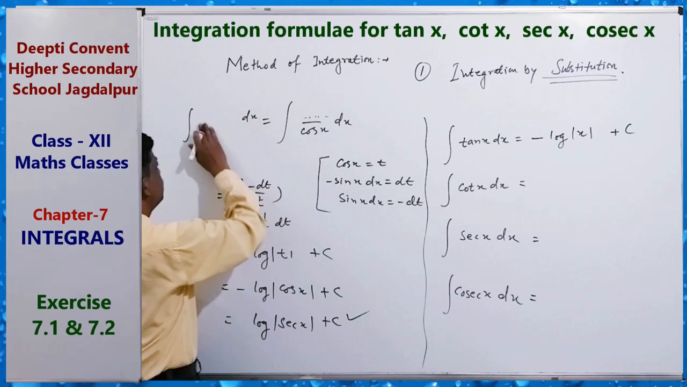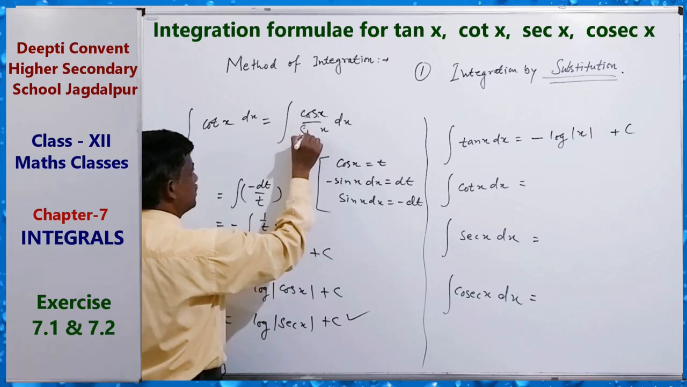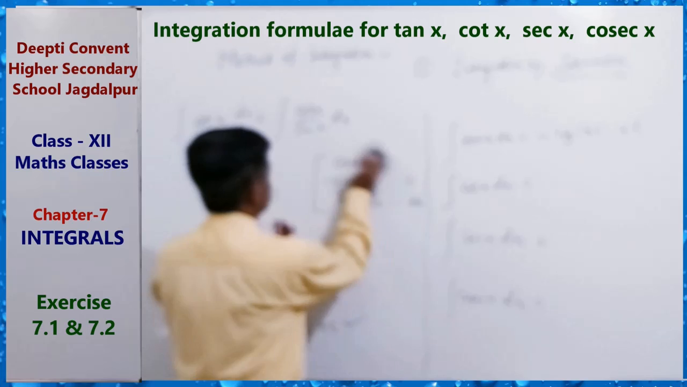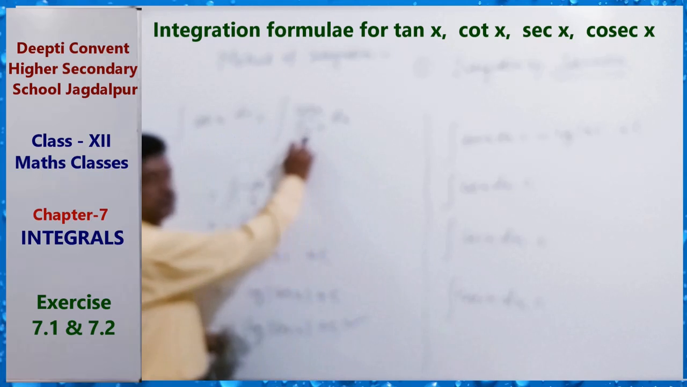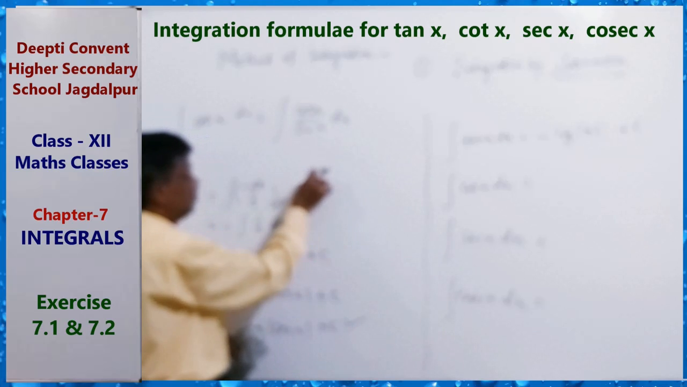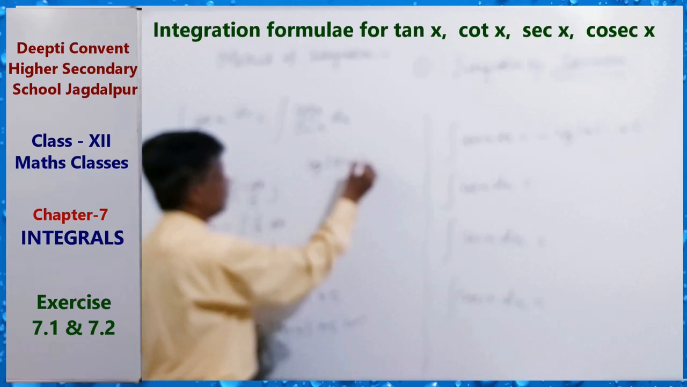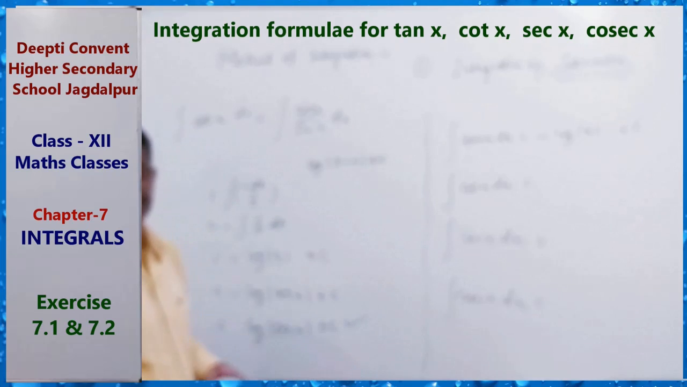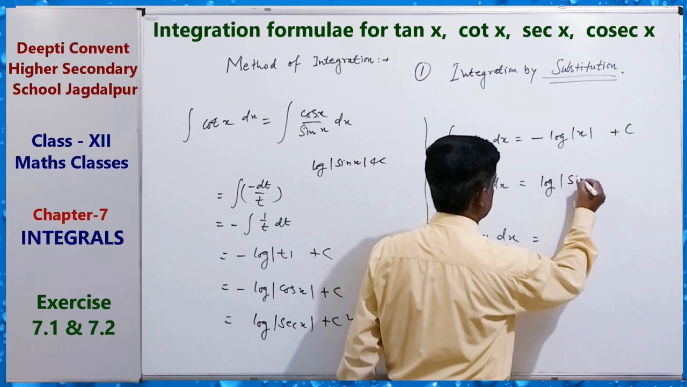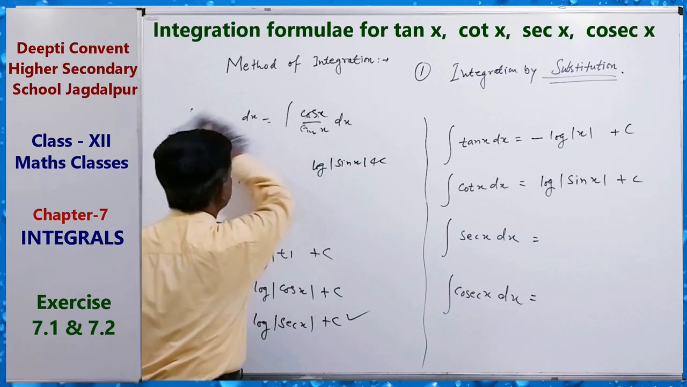Similarly, cot means what? Cos by sine. If we take cot, then what? Cos x by sin x. So very simple. For this also we can write what? Sin x equals to t. Then cos x dx equal to dt, dt by t, log of t, that is what? Log of mod of sin x plus c. So cot x integrates to log of mod t, means sin x. We can find. Similarly, sec x.